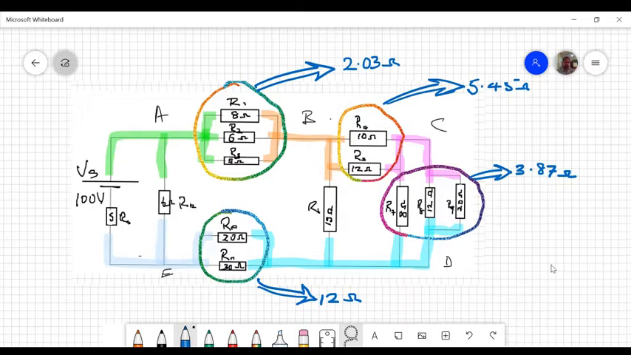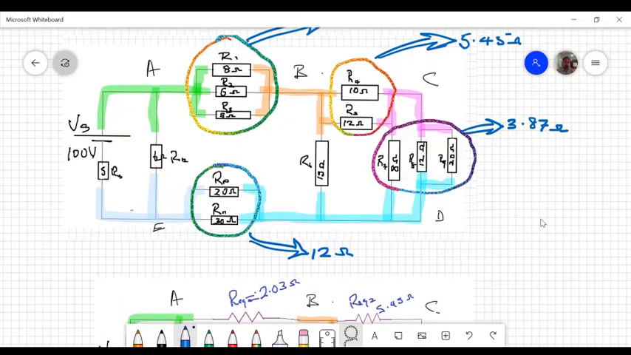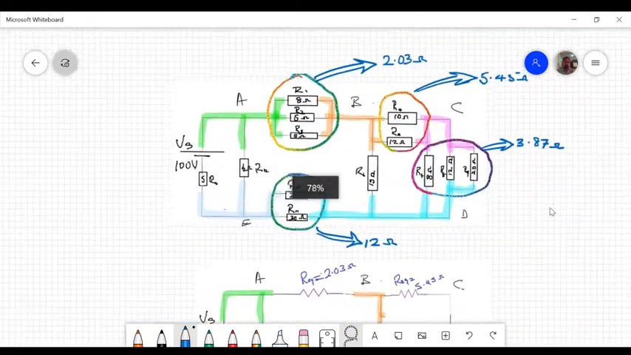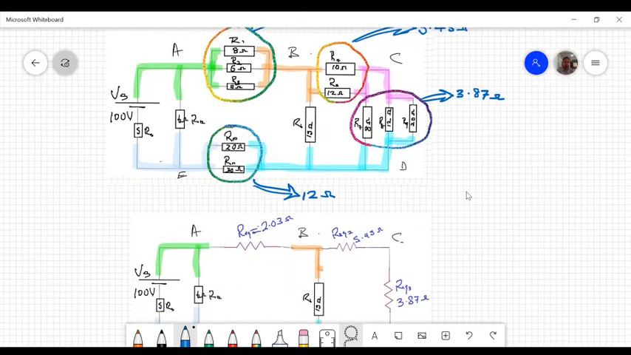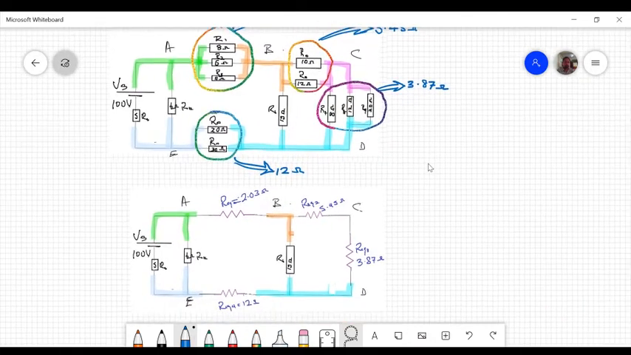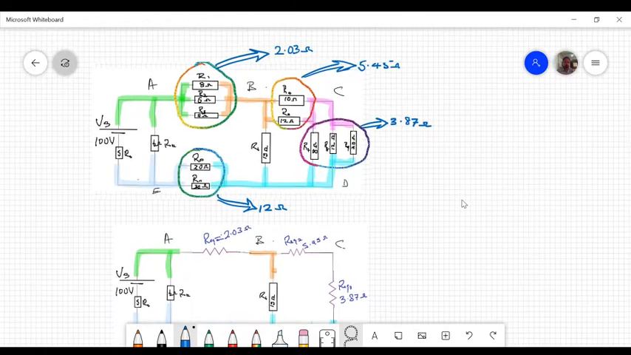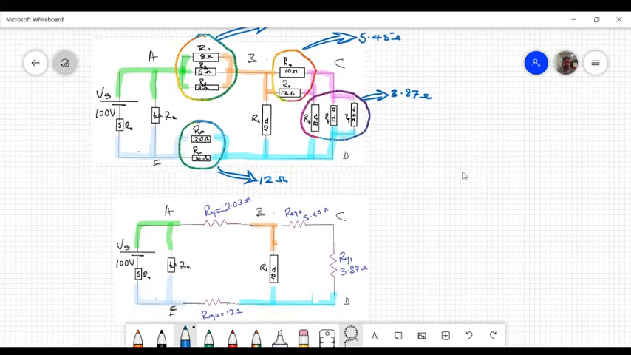Observe what I've done here. I've removed the parallel branches and replaced them by their equivalents. So what you're seeing here is this group between A and B is being replaced by an equivalent resistor, 2.03. The group between B and C, 5.45, is replaced by a single resistor. Similarly, the 3.87 is replaced by a single resistor.